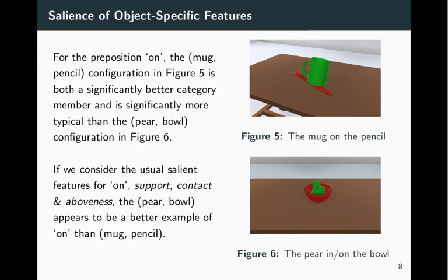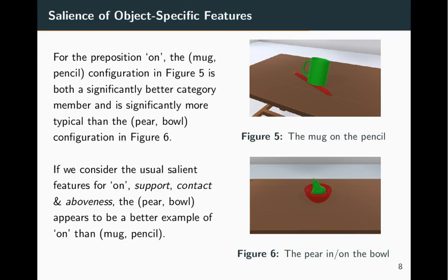There's also a high degree of contact between the pear and the bowl compared to the mug and pencil. Also, the entirety of the pear is above some part of the bowl, and some part of the pear is above the top of the bowl, while the bottom of the mug is level with the bottom of the pencil. The particular object-specific feature that's being tested here is the role of the bowl as a container. So usually on isn't used when the ground object is a container.